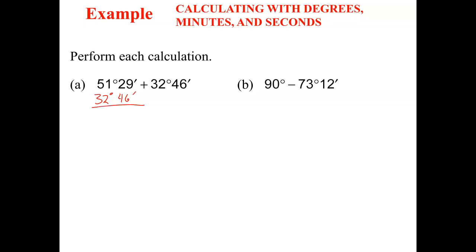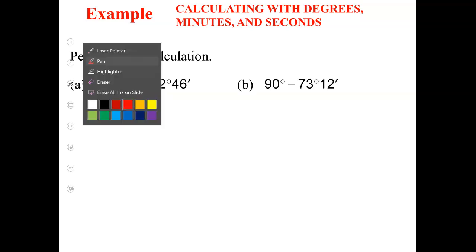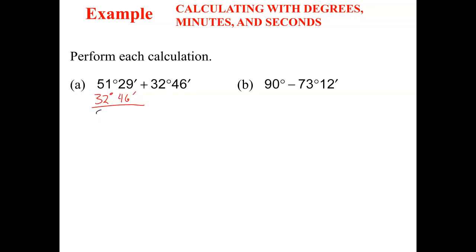Okay, start with the degrees. What's 51 plus 32? 83 degrees. Okay. Now, 29 minutes plus 46 minutes, or 46 minutes plus 29 minutes. 75 minutes, right? Okay.